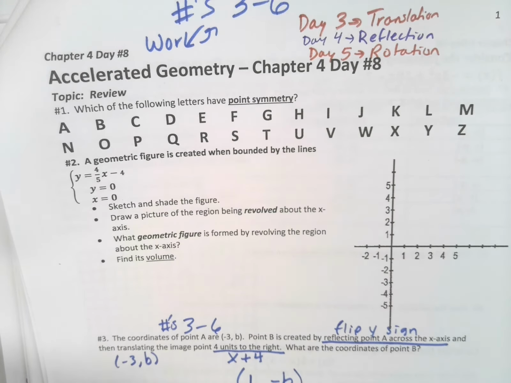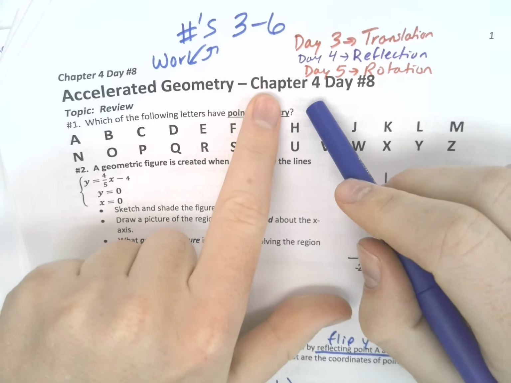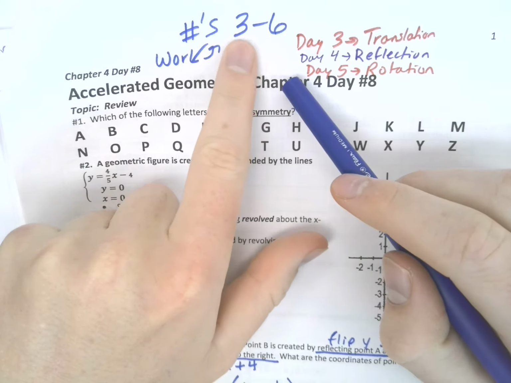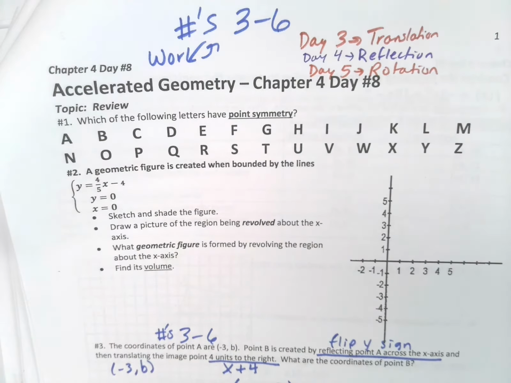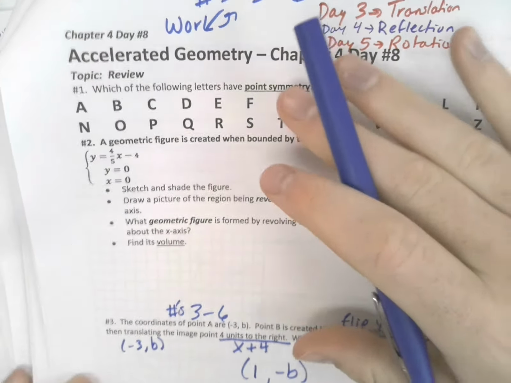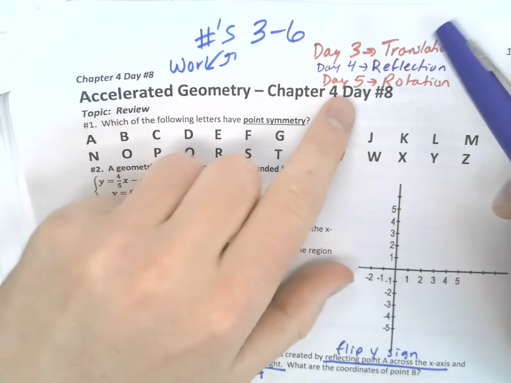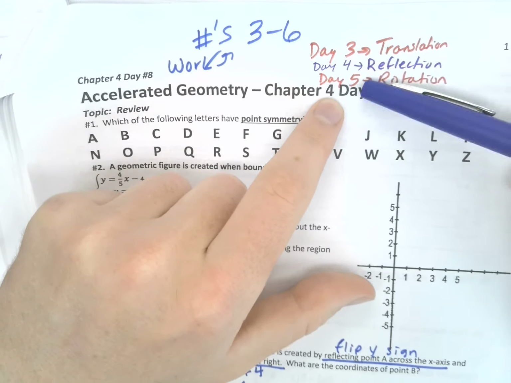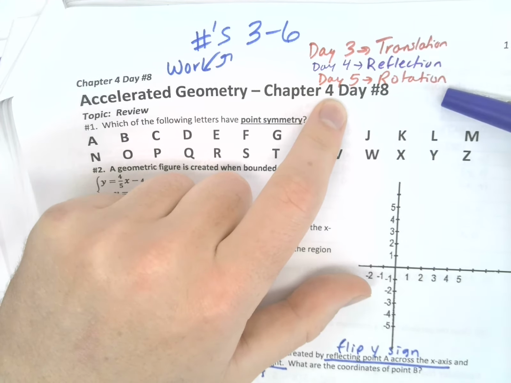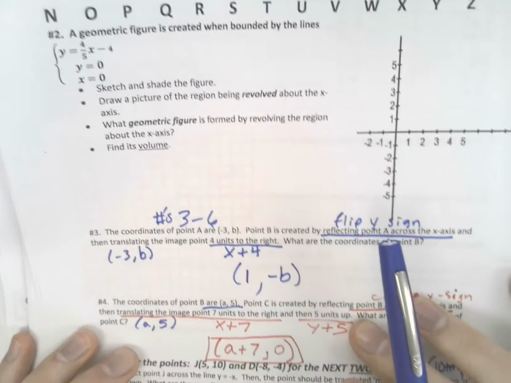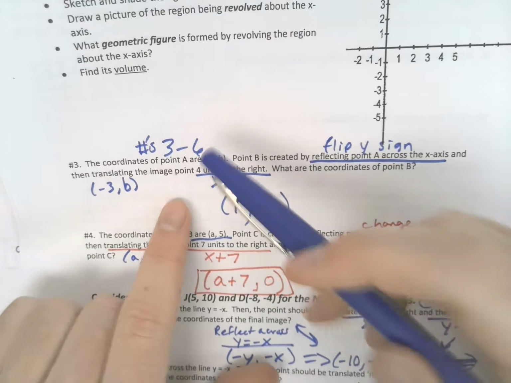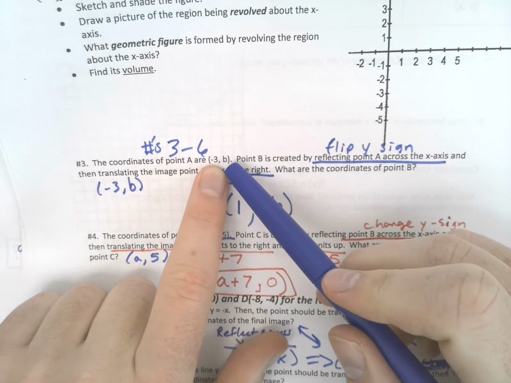All right, guys. So we've got our day 8 review, and we had a chance to work on problems 3 through 6 yesterday. So I just wanted to briefly let you see what was going on there. Now, on these problems 3 through 6, these all came from days 3, 4, and 5 over translations, reflections, and rotations. So, for example, on number 3, they gave you this coordinate.